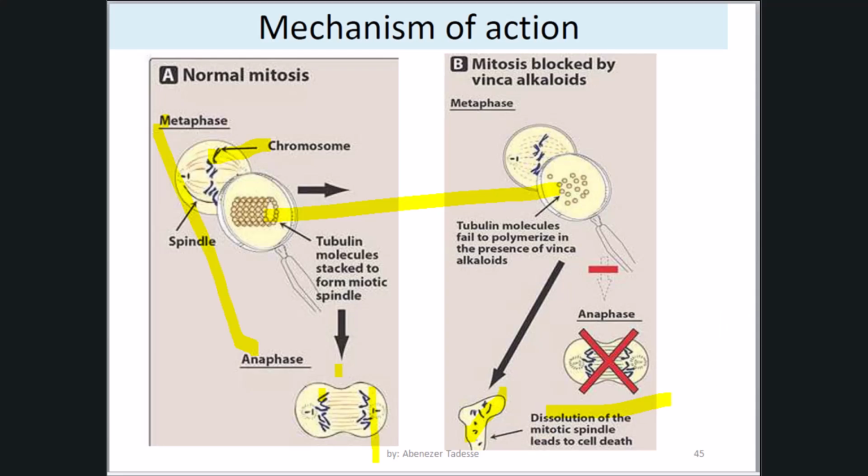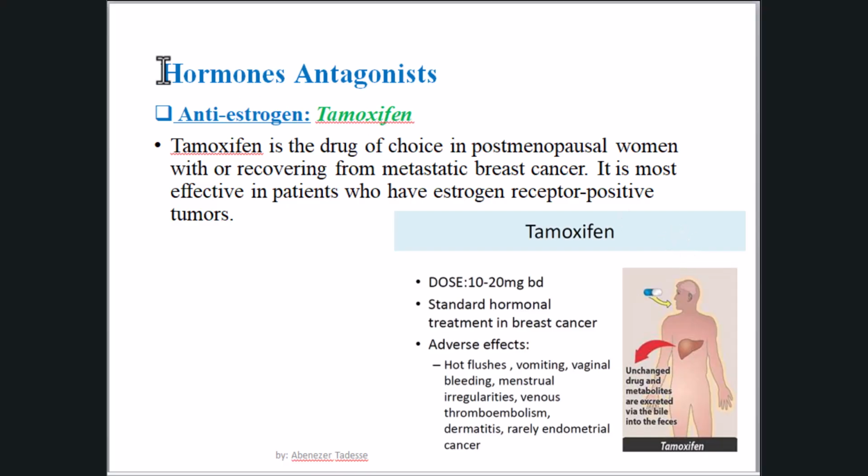Let's see hormones. Very nice. So hormones. Generally, hormones can act like a signal that triggers cell proliferation through acting on various receptors. So we can antagonize these effects with hormone antagonists, by giving drugs that act on different receptors that can prevent the formation or proliferation. So the first one is anti-estrogen, tamoxifen.